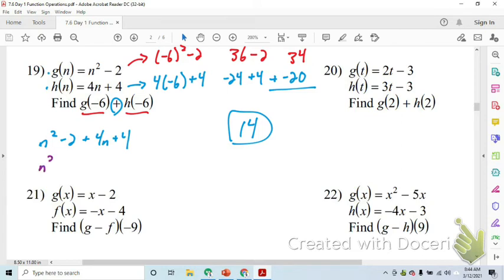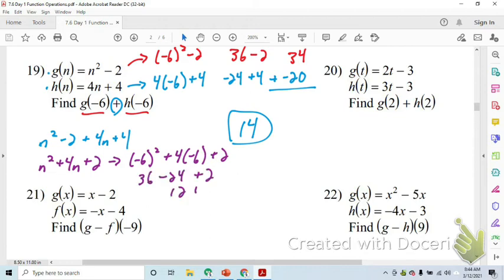So this would be n squared plus 4n plus 2. If you substitute negative 6, it would look like this: negative 6 squared plus 4 times negative 6 plus 2. So it would be 36 minus 24 plus 2. This would be 12 plus 2, which is 14. You get the same answer either way. All right.